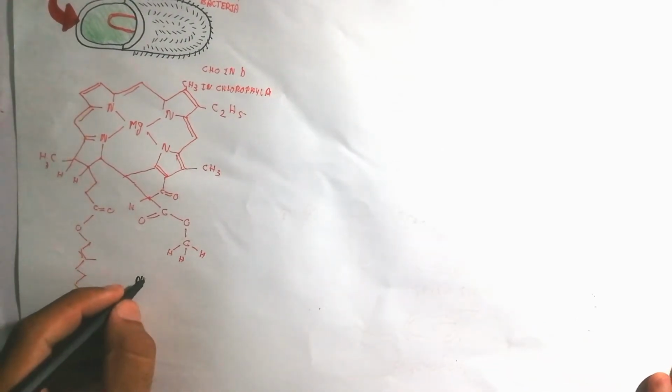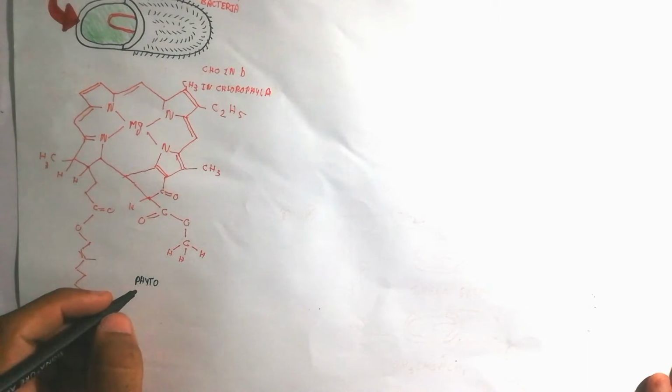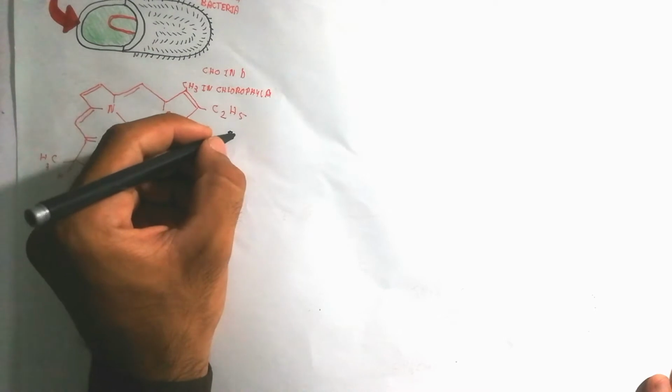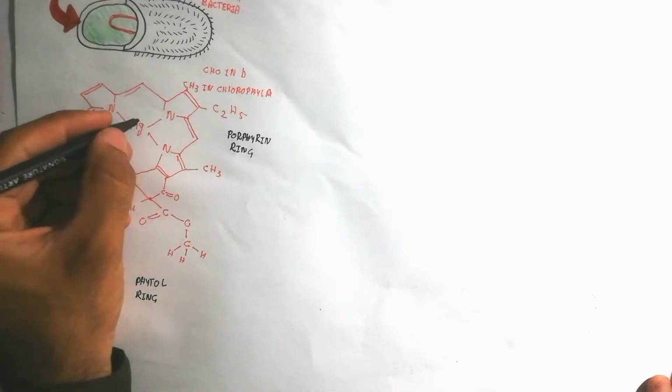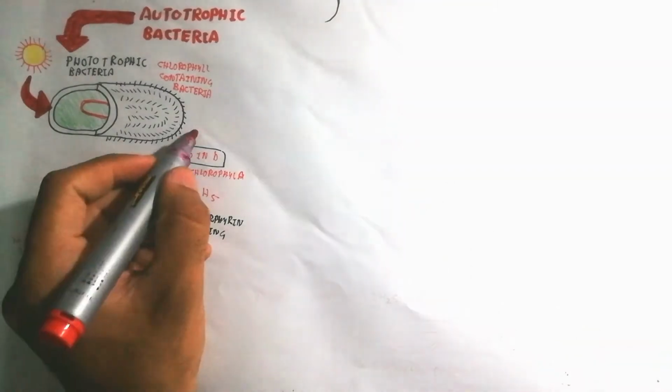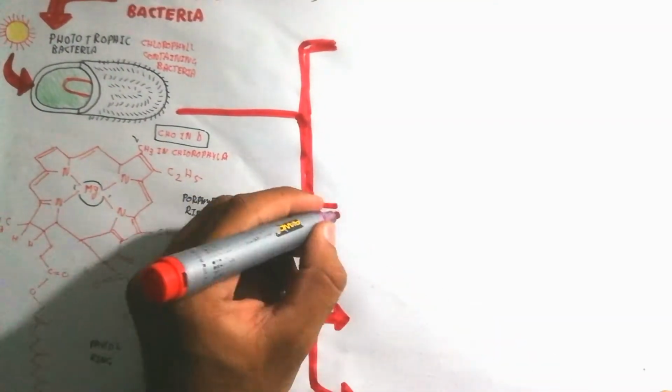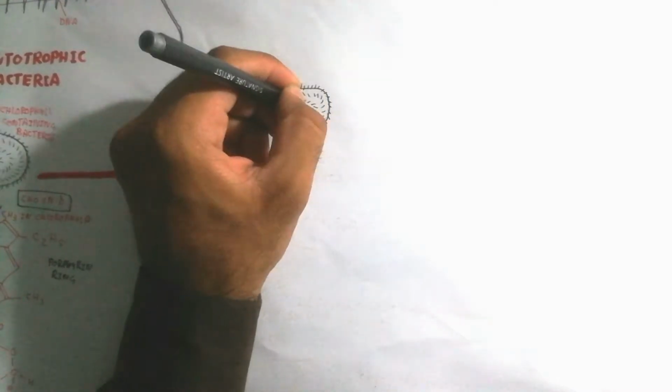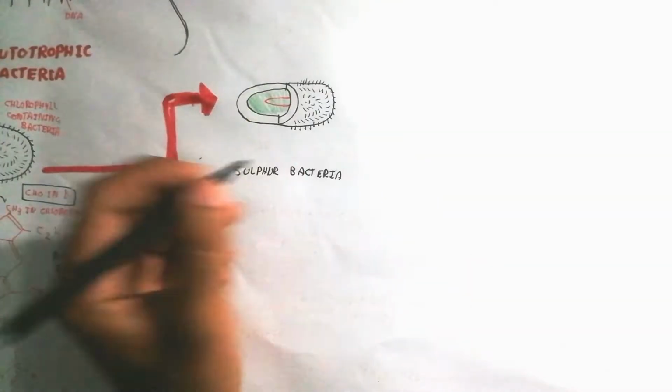So here is the phytol tail. Basically here is the porphyrin ring, and down is the tail, which contains hydrocarbon. The light is used by the head, the porphyrin ring of the chlorophyll, for making energy by photosynthesis. There is water hydrolysis to produce proton and electron, which are used for it.